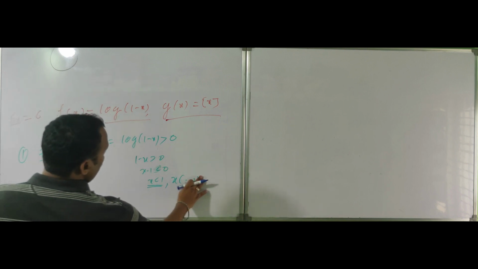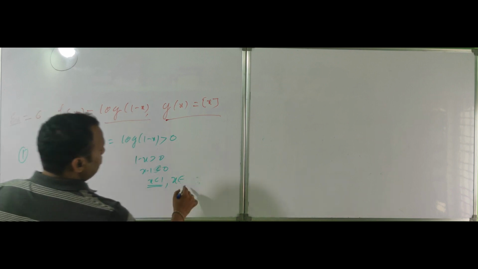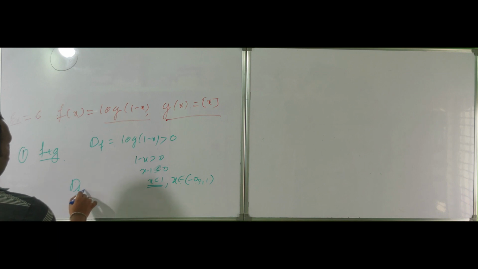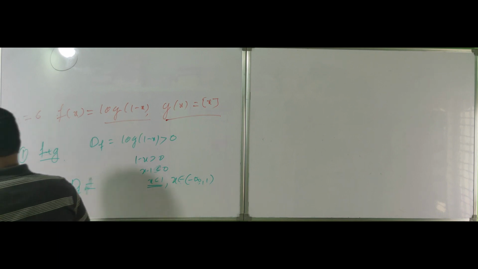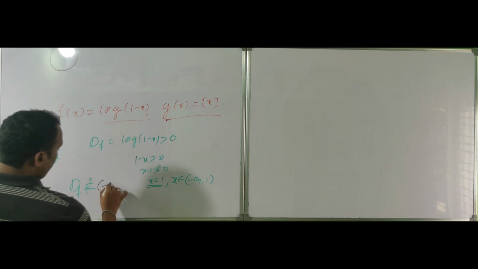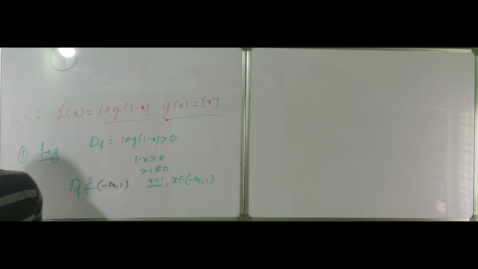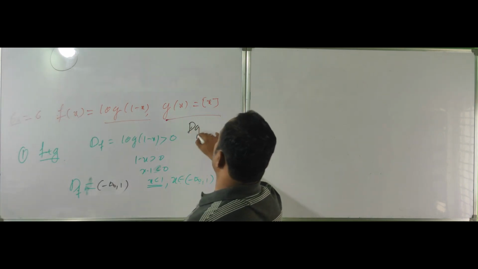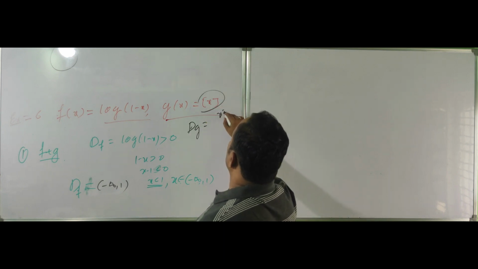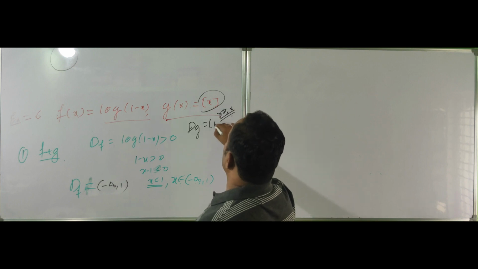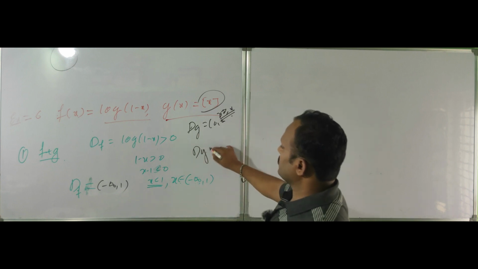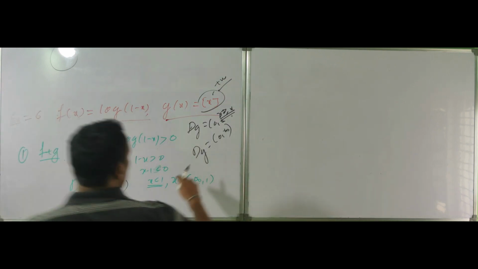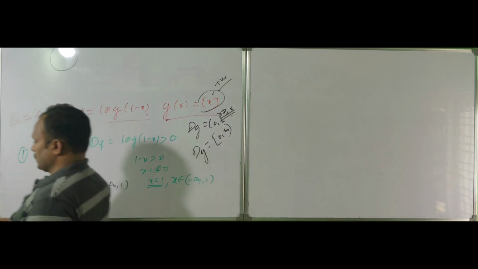Less than 1 means minus infinity to 1, open bracket. Therefore, the domain of f is minus infinity to 1. Second, you already know the domain of g. The root is always greater than or equal to 0, so the domain of g is 0 to infinity, because this is the positive real numbers, including 0.